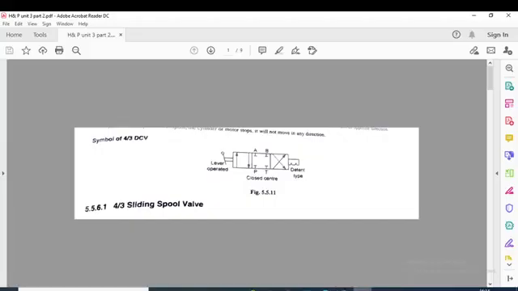So here I'm opening this PDF, and you can see this 4 by 3 direction control valve here. You already know the meaning of this 4 by 3 is the 4-way and 3-position direction control valve. You can see here this complete diagram of the 4 by 3 direction control valve. This direction control valve is lever operated, that's why we show this lever here, and this is the detent type.